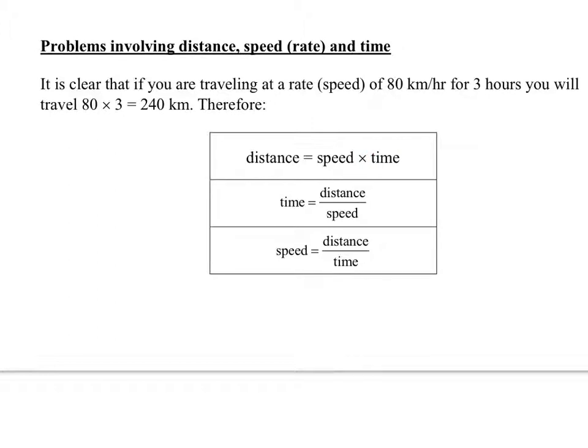The other two equations are just rearrangements of that equation. This equation here comes from this equation; we've just divided both sides by speed. And this equation here is just this equation, but we've divided both sides by time.